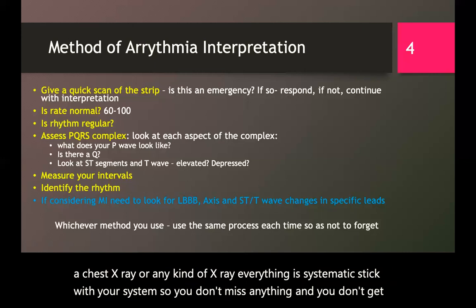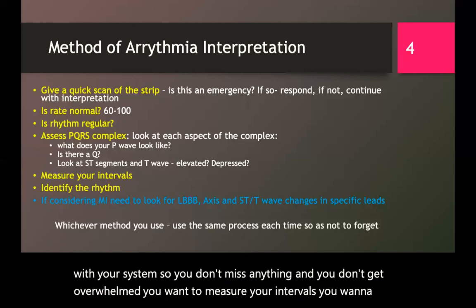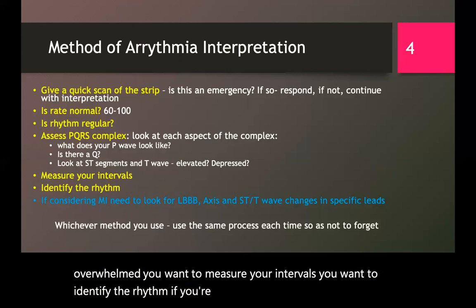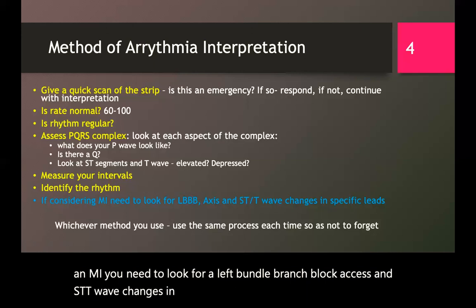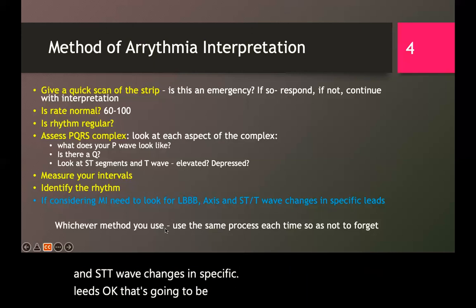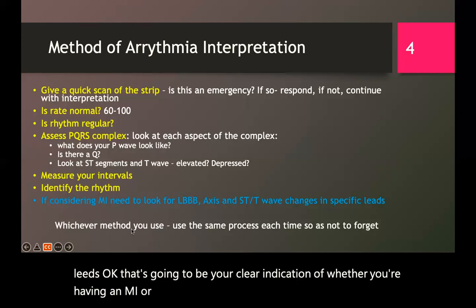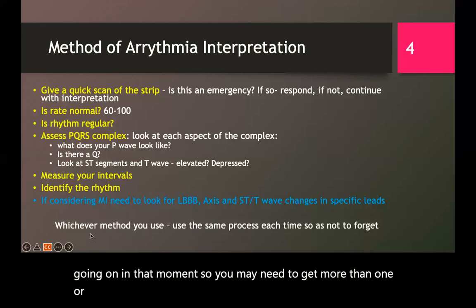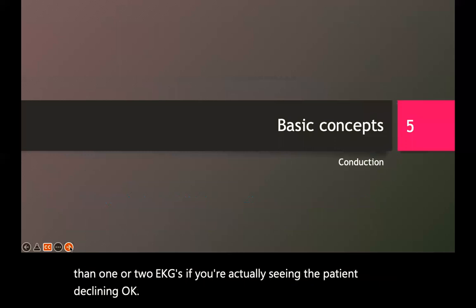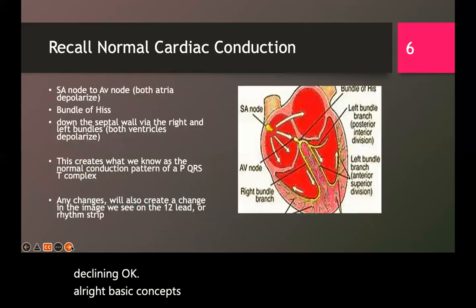You want to measure your intervals. You want to identify the rhythm. If you're considering that the patient is having an MI, you need to look for a left bundle branch block, axis and ST-T wave changes in specific leads. Okay, that's going to be your clear indication of whether you're having an MI or not. Keep in mind, an EKG only shows you what's going on in that moment. So you may need to get more than 1 or 2 EKGs if you're actually seeing the patient declining, okay? All right, basic concepts. Let's get into conduction.